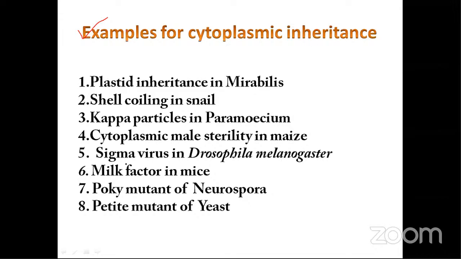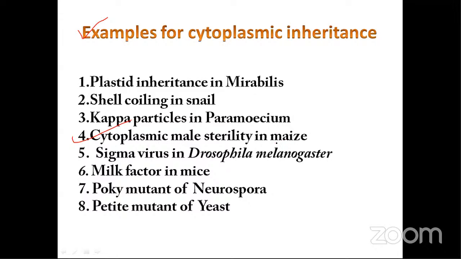...which are present in paramecium, they will not allow the other strain to grow. And based on the presence of the kappa particle, there are two types of strains, the killer strain and the sensitive strain. When the sensitive strain comes in contact with the killer strain, it acquires these particles and dies. The inheritance of these kappa particles is also governed by cytoplasmic inheritance.